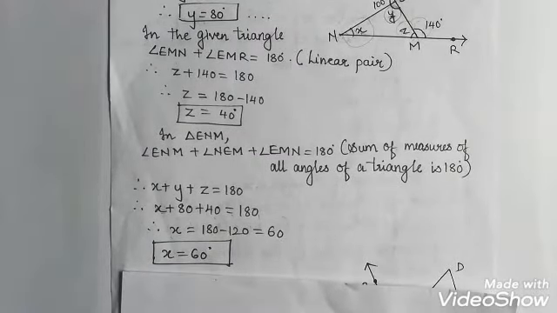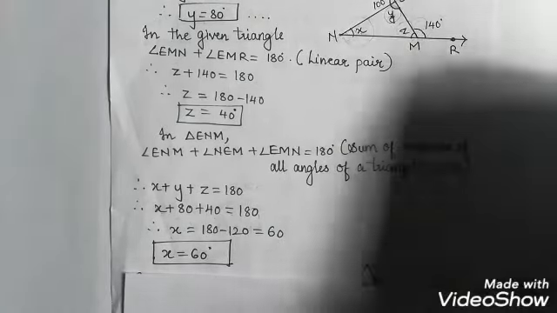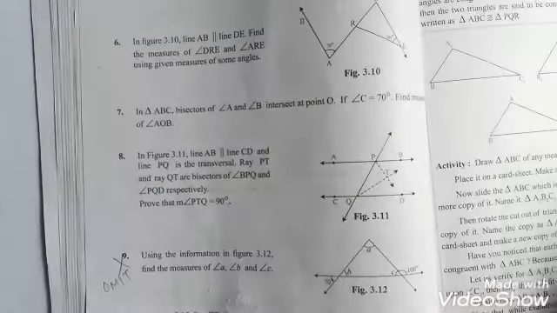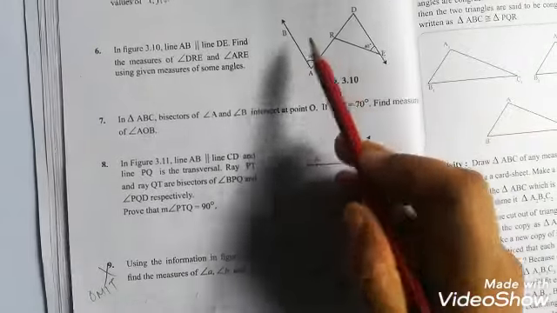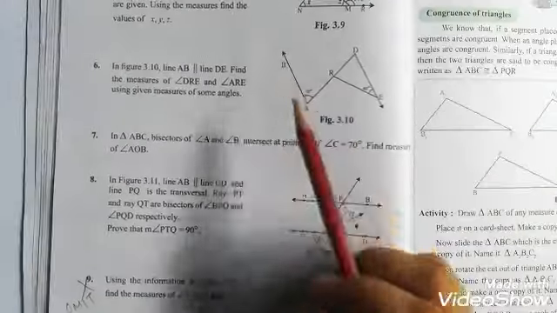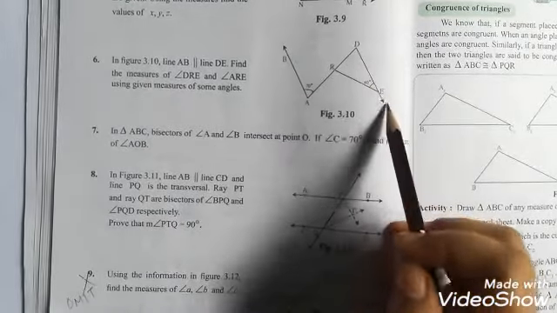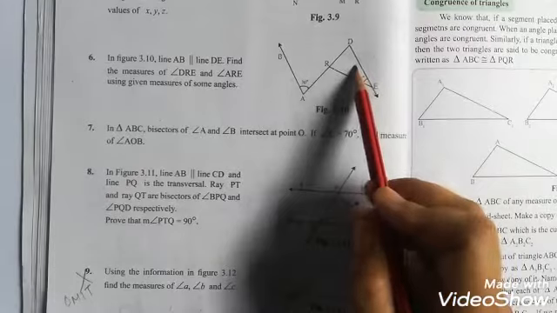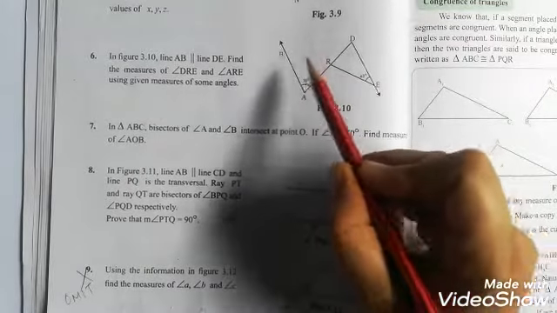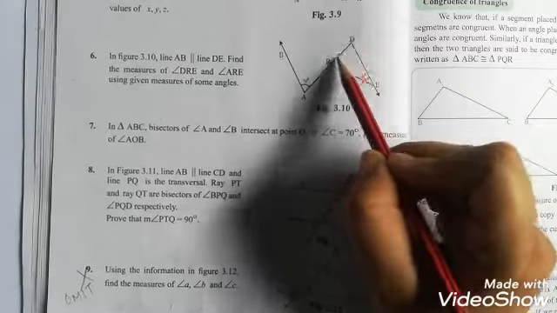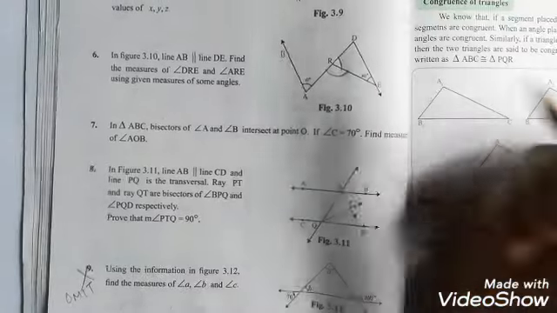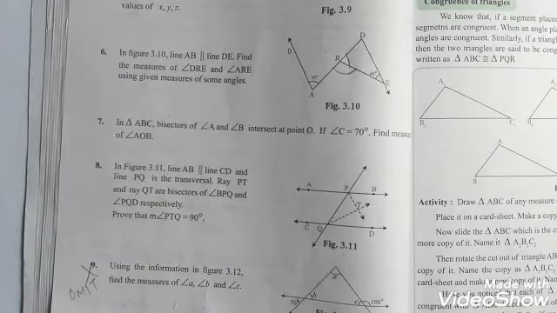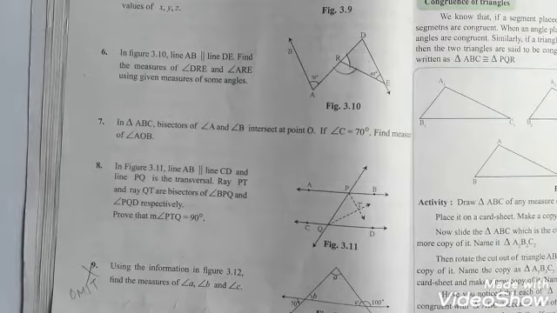Okay. Next, sixth question. Question 6. In the figure, AB is parallel to DE. Okay, AB and DE are parallel. We have to find the measure of angle DRE. Okay, angle DRE and angle ARE. We have to find the measure of these two angles. Okay, so now let us start with the proof.